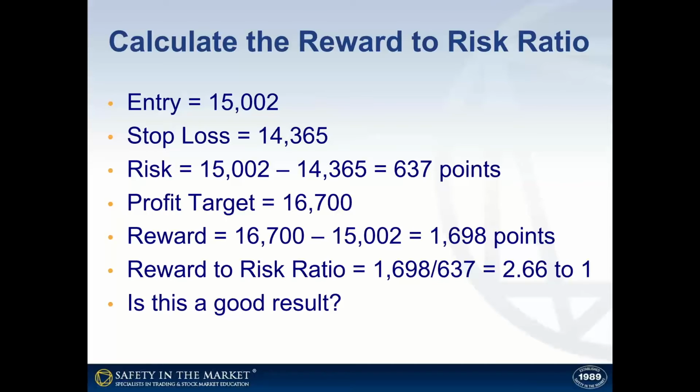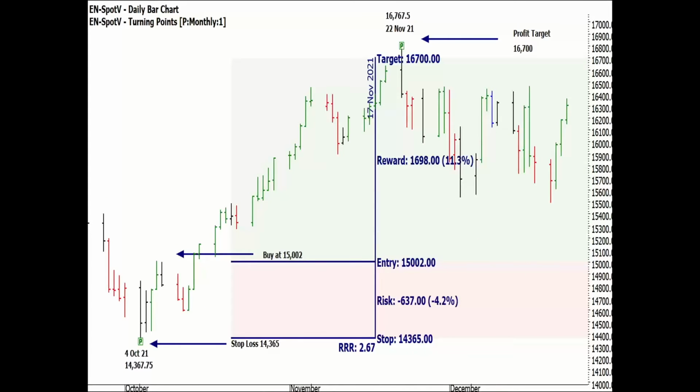So this 2.66 to 1, we're going to try to increase that now. But first, have a look at this picture. This is taken from Profit Source Software by Hub Financial Group, HUBB. And this shows you the trade. If you buy at 15,002, there's your entry over here. And you put your stop loss down here. That's your risk on the trade. That's in red.